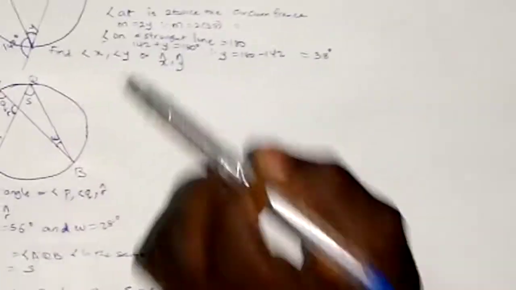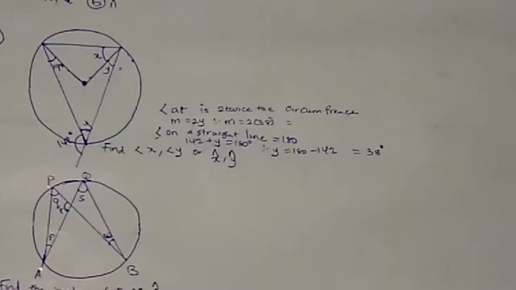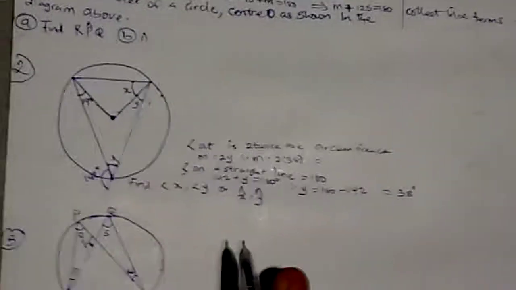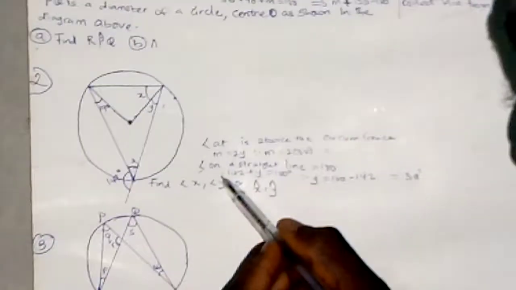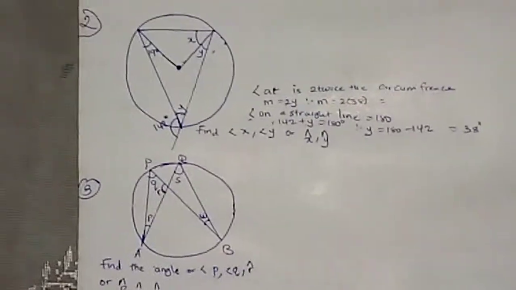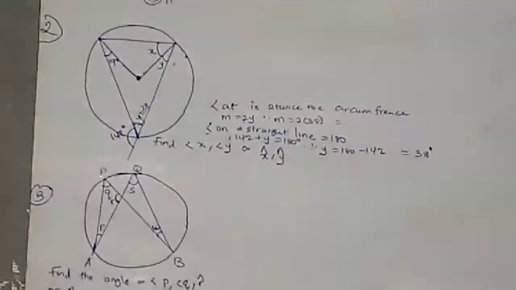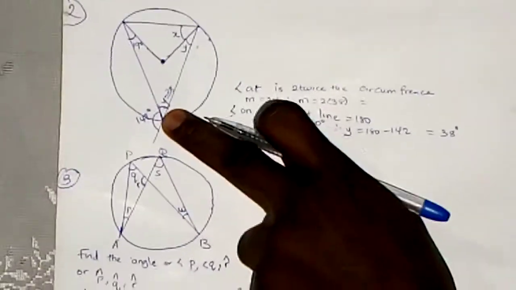Collecting like terms means we put those that do not have y aside and those that possess y aside. So we split them. That is why we want our y to be on this side, and those that don't possess y on the other side. This is an invisible plus, and you must know that 142 means plus 142. So when plus 142 comes to this side, it becomes minus 142. So when we subtract it, we get this. So our y here will be 38.